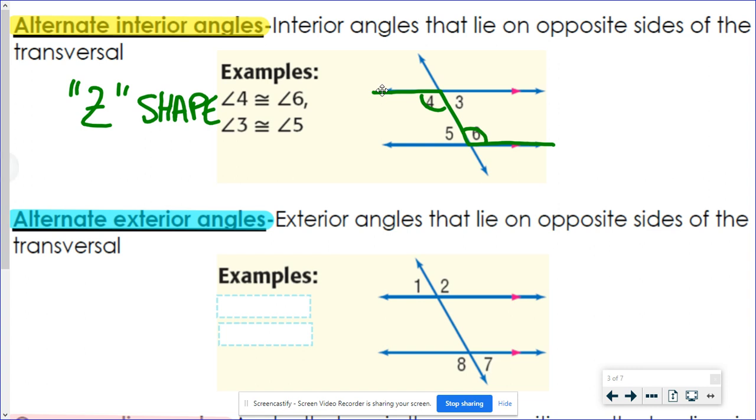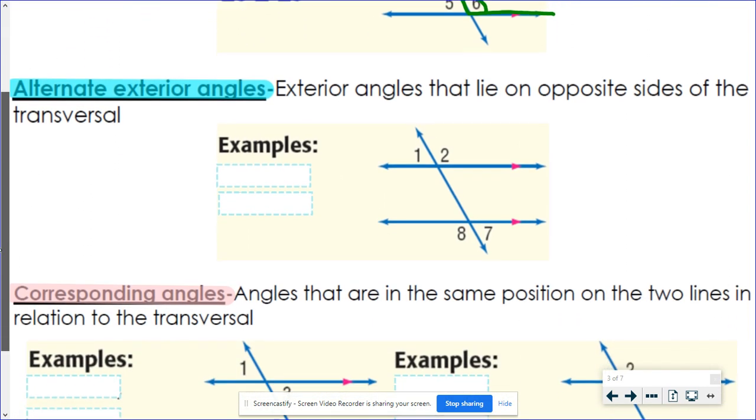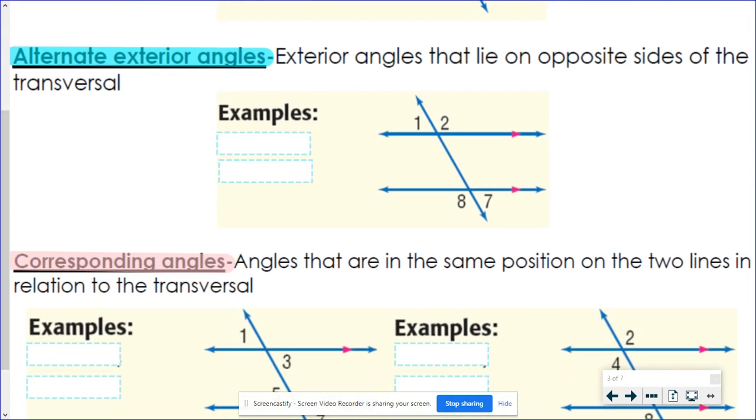Alternate exterior angles, I don't have a cool shape to look for, but after what we just talked about with alternate interior, this should sort of make sense. Exterior, you can see I only have the exterior angles labeled, 1 and 2, 7 and 8, and I have to have one on the top, one on the bottom, one on the right side of the transversal, one on the left side of the transversal. So angles 1 and 7 are alternate exterior angles, outside, different sides of the transversal. 2 and 8, also alternate exterior, that one and that one. Again, 2 and 8 are obtuse angles, and they're going to match. 1 and 7 are acute angles, and they're going to match.